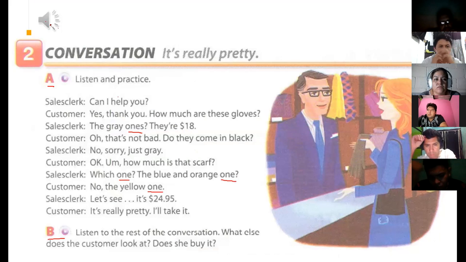Unit 3. How much is it? Page 16, exercise 2, conversation. It's really pretty. Part A, listen and practice.